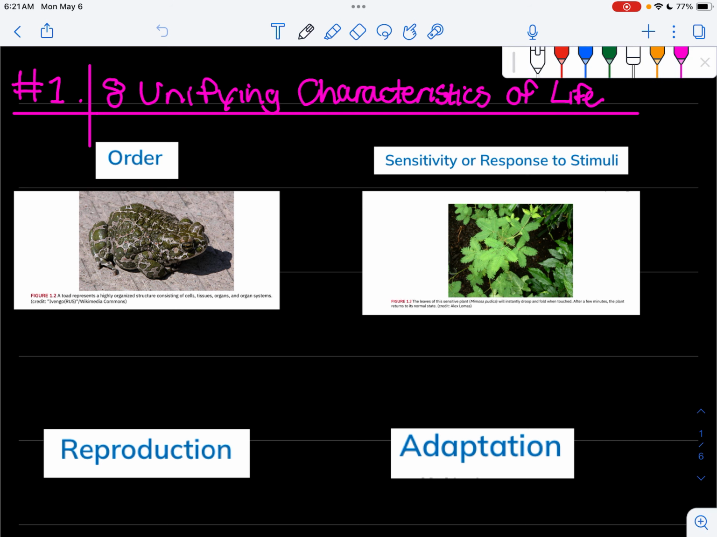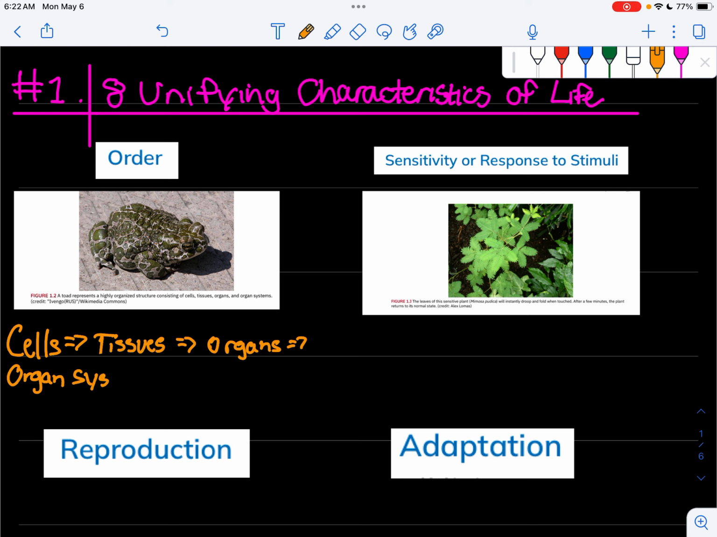So let me write that down here for you folks. Cells make up tissues. Tissues make up organs, and organs make up organ systems, and organ systems make up organisms.